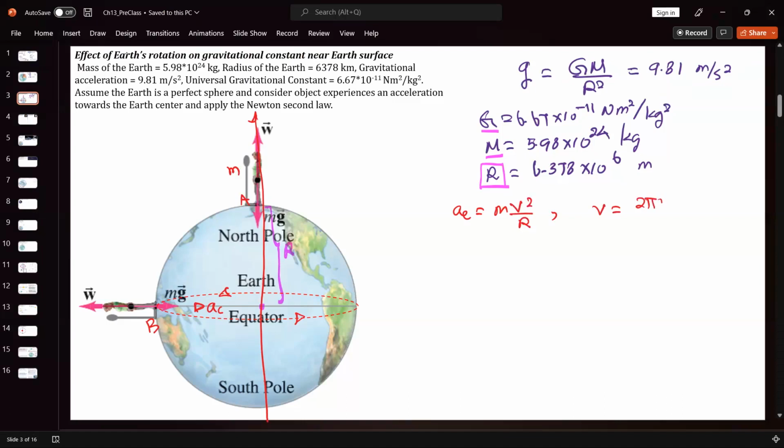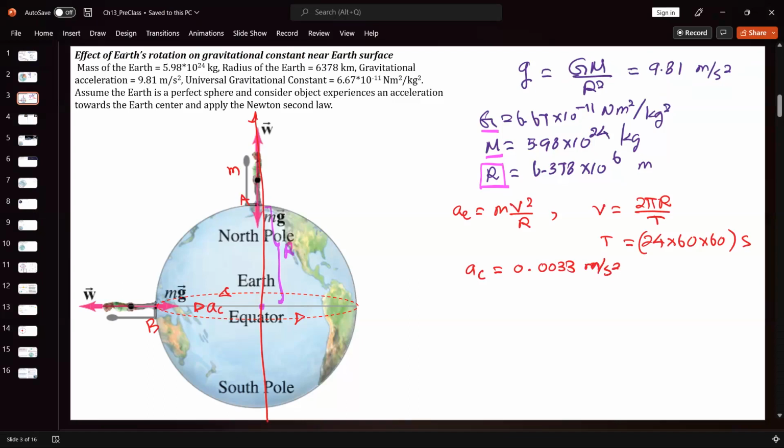V is equal to pi r divided by T. T is actually the period of the Earth, which is about 24 hours, multiplied by 60 minutes, multiplied by 60 seconds, so we can find the time in seconds, which means we can calculate the centripetal acceleration. You will end up with something like 0.0033 meters per second squared if you put all the numbers together.